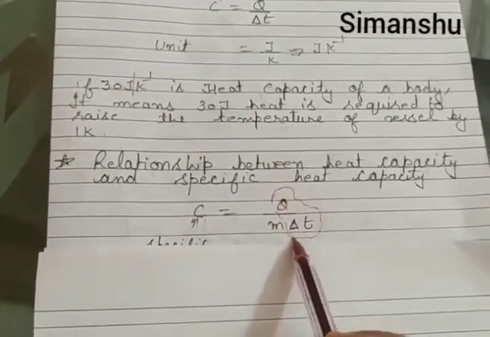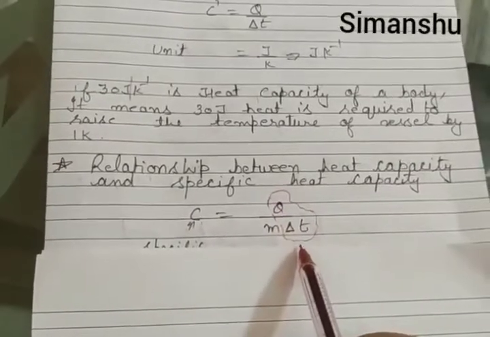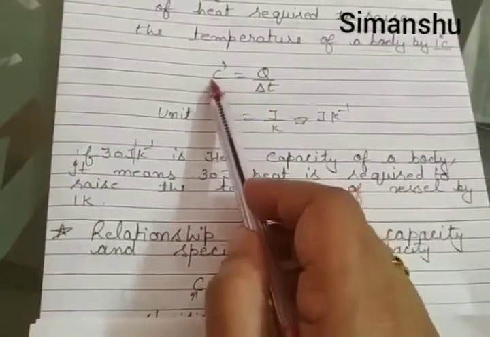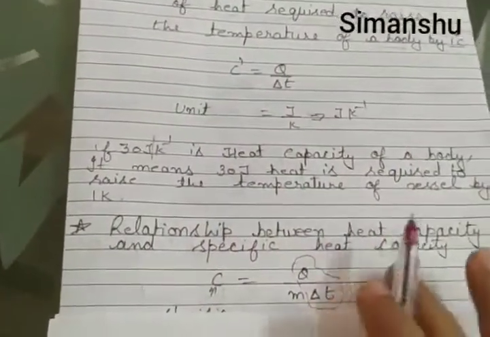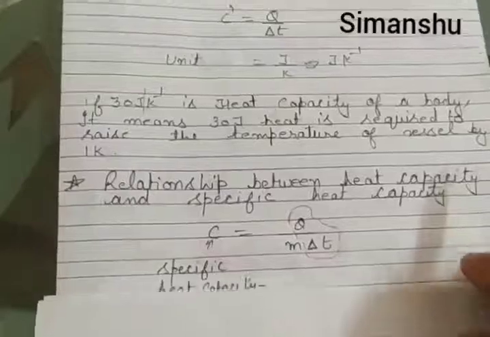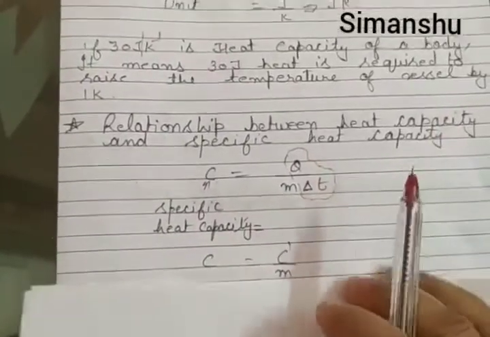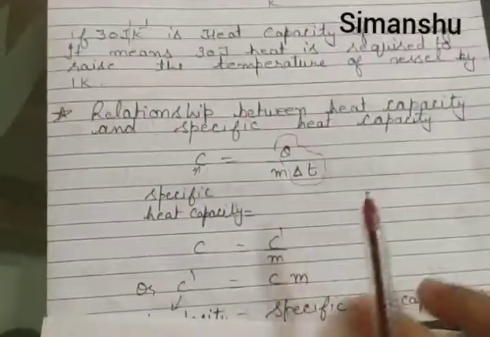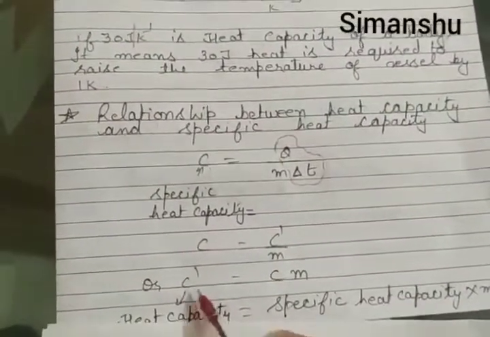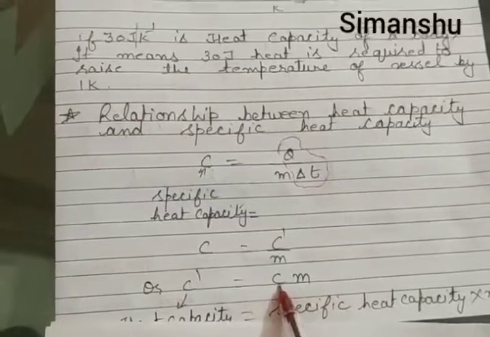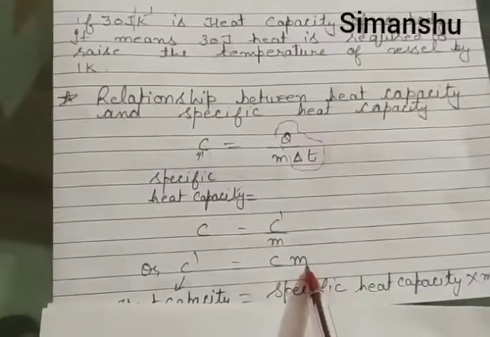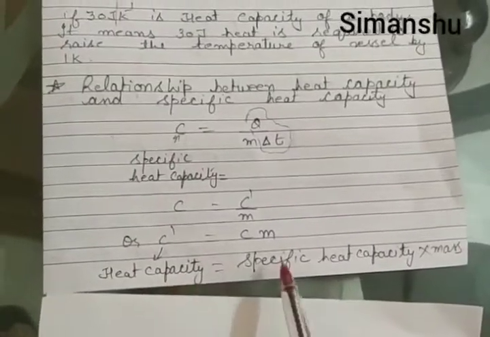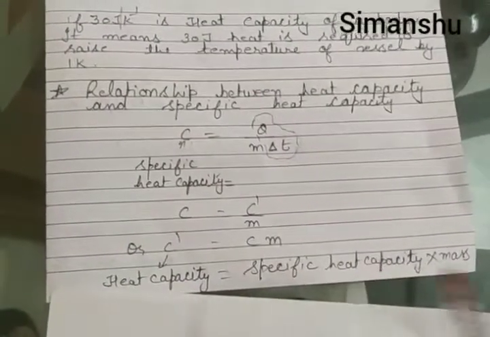But if we look at this portion, Q upon delta T, what is it? We did it here only. It is heat capacity. So I can write the same formula in this way: C is equal to C' upon m. So what came? Heat capacity is equal to specific heat capacity into mass of the body. This is the relation of heat capacity with specific heat capacity.